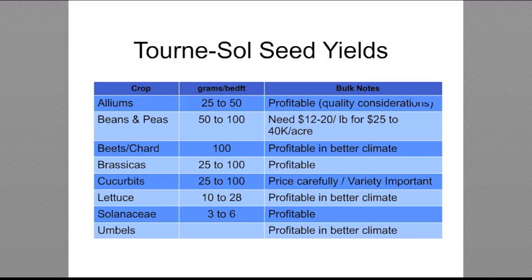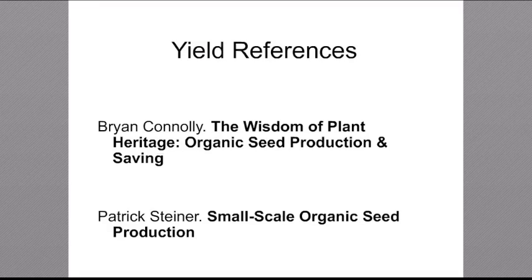Now, there are a couple of references that I've found that do list a lot of yields. One is by Bryan Connolly in The Wisdom of Plant Heritage, Organic Seed Production and Saving, and the other is Patrick Steiner, who's on this webinar, Small Scale Organic Seed Production. Both of those references have a number of different yields. Again, these are specific to the growers being referenced, but they're a good starting point for this kind of analysis.